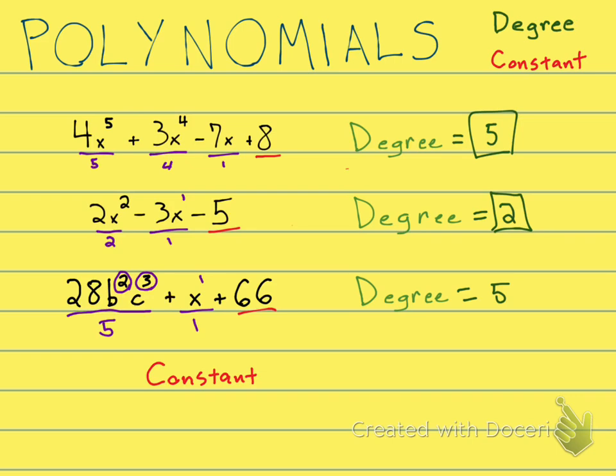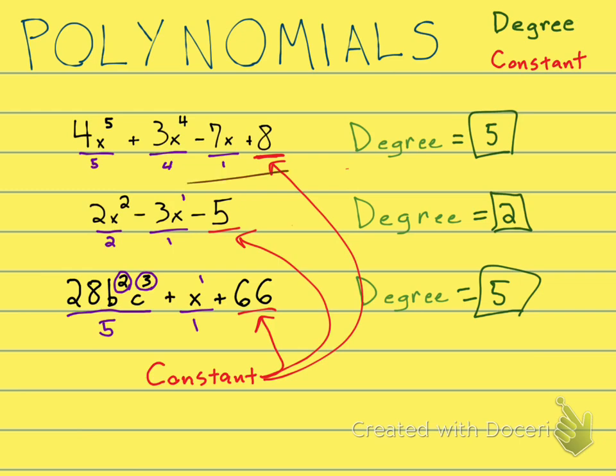Now, the constant is the number that you see, if you see one, without a variable next to it. So for example, the constant in the first polynomial is 8. The constant in the second polynomial is -5. And the constant in the third polynomial is 66. It doesn't matter what you would plug in. For example, in this first polynomial, it doesn't matter what you plug in for x here and here and here. That 8 is not going to change. It will remain constant.